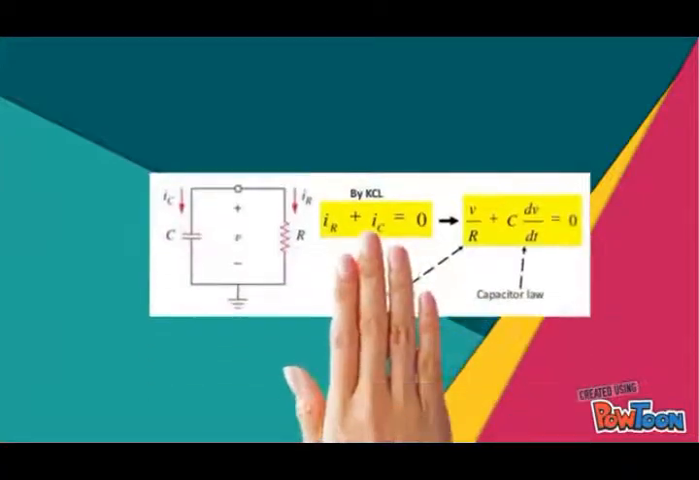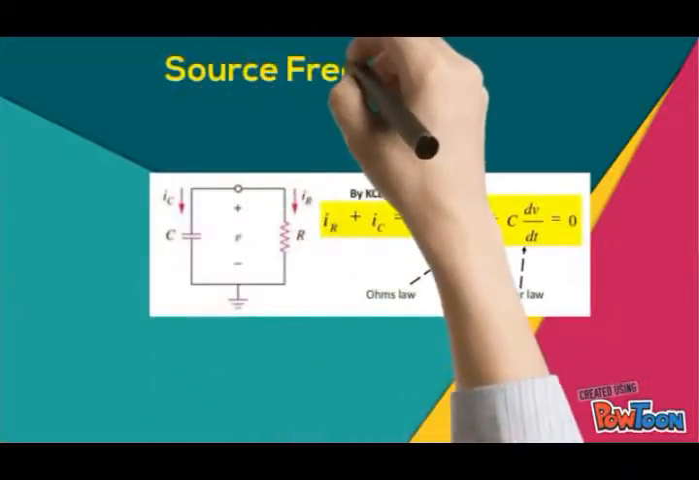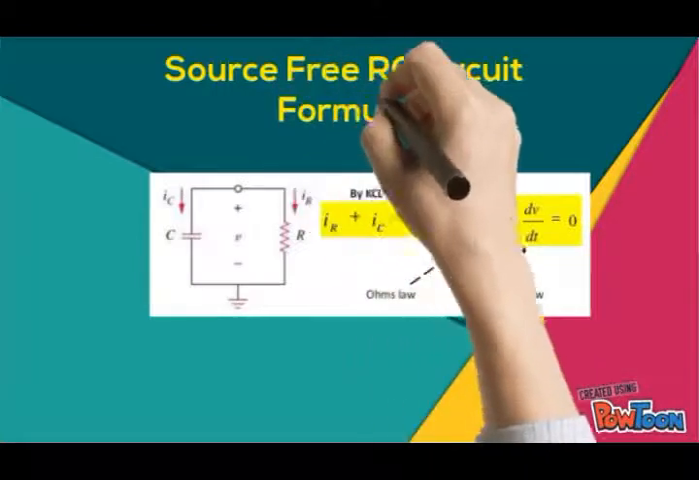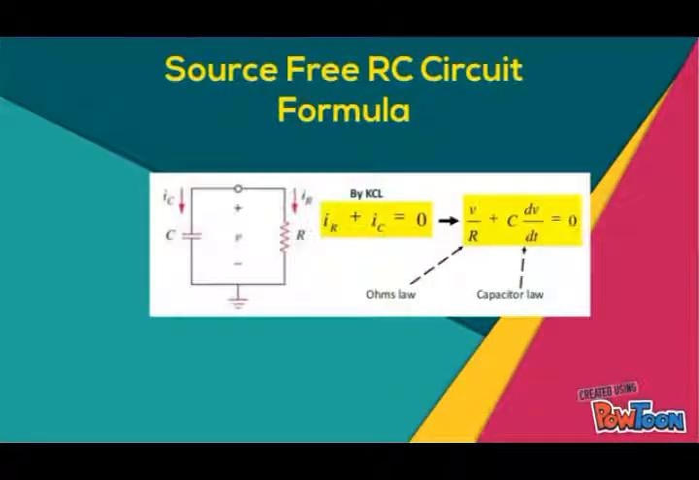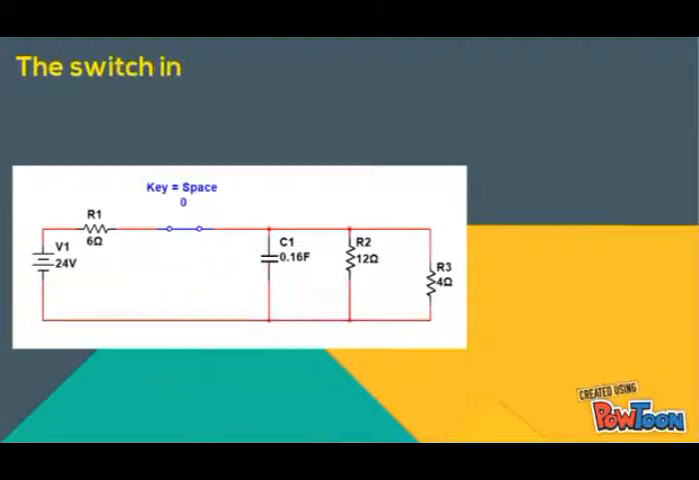This is the basic formula of a source-free RC circuit. We can use KCL: IR plus IC equals 0, where IR depends on Ohm's law and IC depends on the capacitor law. This is the first example of a source-free RC circuit.